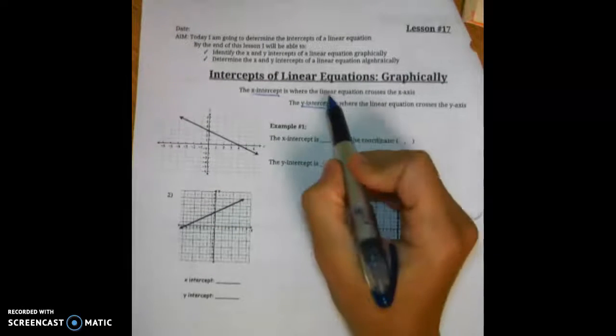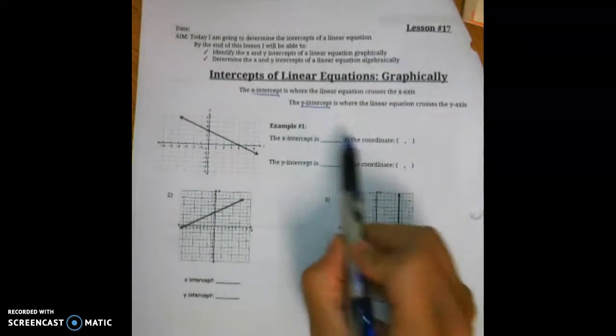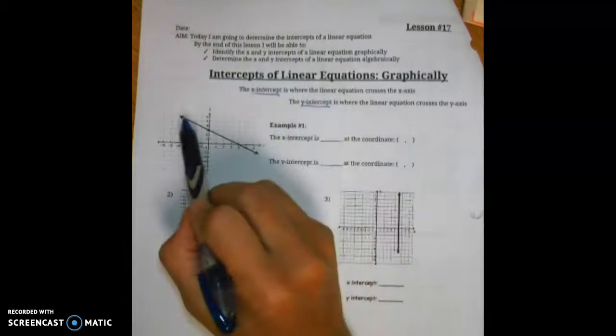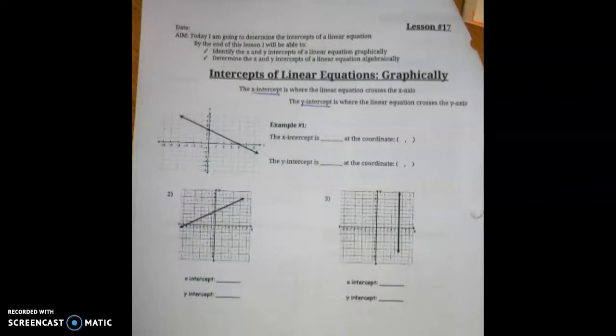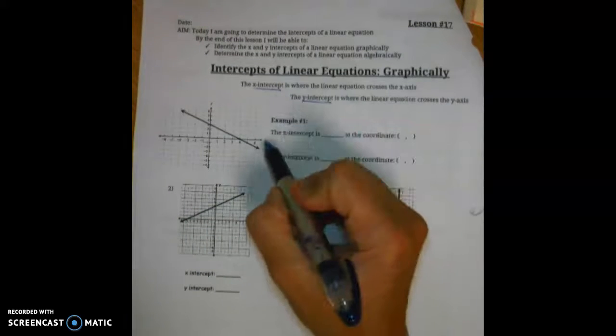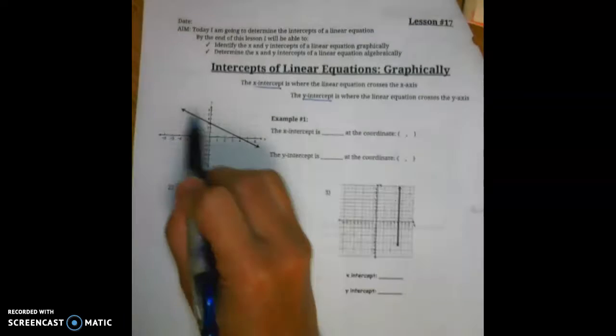Okay, so the x-intercept is where the line, or the linear equation, crosses the x-axis, and the y-intercept is where the linear equation crosses the y-axis. So in this example, we're going to look at this line right here, and we want to see where the line crosses the x-axis. So this is my x-axis, this is my y-axis. You want to see where the axis and the line cross.